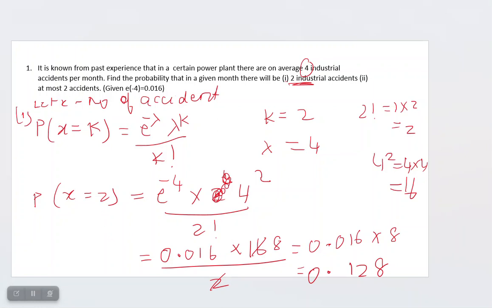Similarly, now we solve the second one, in which it is at most 2 accidents. So we want P of x. At most 2 means what? Maximum 2. If you compare x and 2, 2 should be larger. That means the crocodile sign should face 2. So if we compare x and 2, 2 should be larger, so the crocodile should face 2.